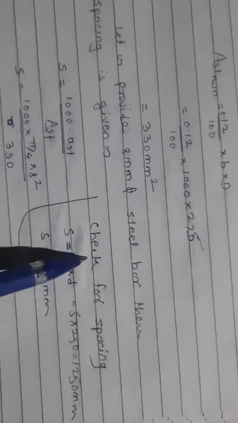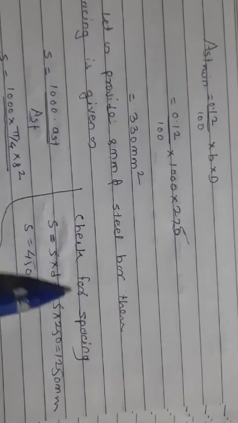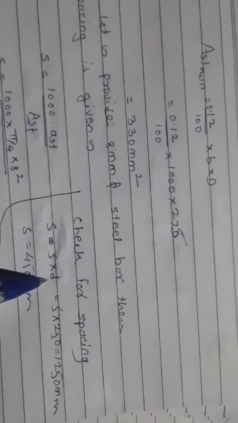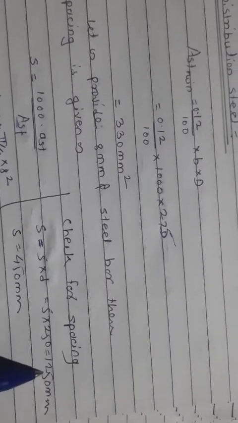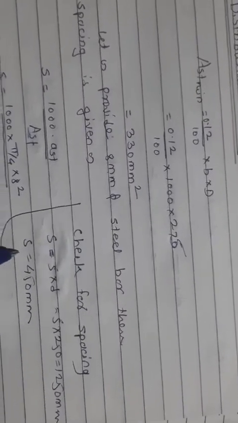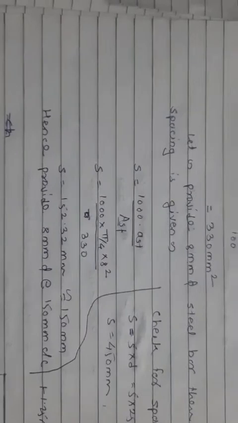Now again we go for the check for the spacing. The spacing should not be greater than 5 times effective depth, that is 5 into 250, which is 1250, or the spacing should not be greater than 450 mm. Here the spacing we get from the formula is 150 mm. So we provide the 8 mm diameter steel bar at 150 mm center to center.